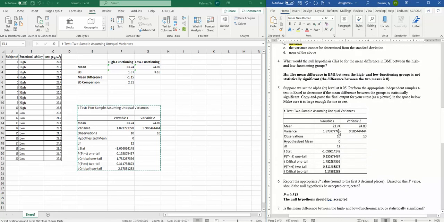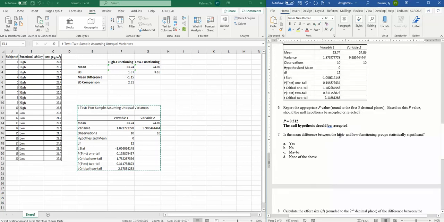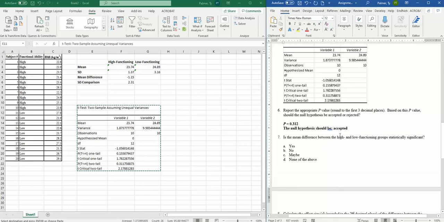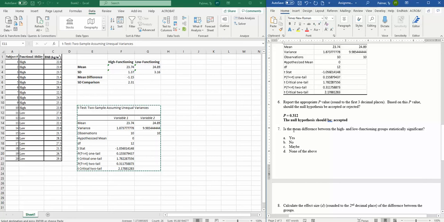Remember earlier we said the null hypothesis: the mean difference in BMI between the high and low function groups is not statistically significant. By accepting it, we're agreeing with it. We're basically saying that's correct, the mean difference between the groups is not statistically significant. So for question 7, is the mean difference between the groups statistically significant? No, it's not. Because we accepted the null hypothesis, we agree with it. Therefore, it's not statistically significant.